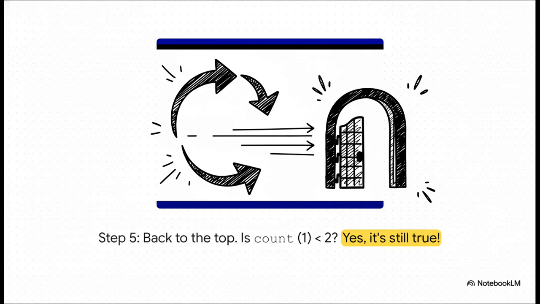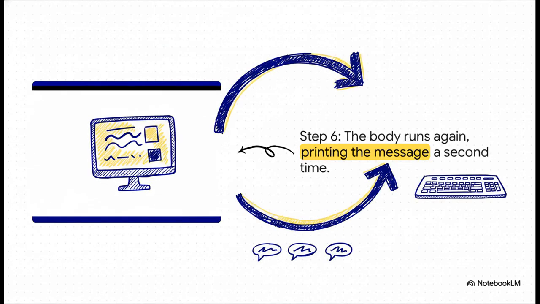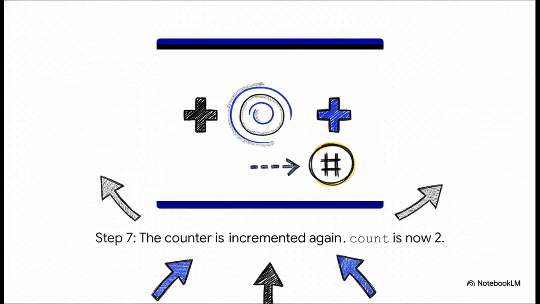The condition is still true, so the gate opens up for another round. And since the condition was true, we go through the body of the loop again. The program prints "welcome to C++" for a second time. Then what? We hit that super important line again, count++. The value of count gets bumped up by 1, so now it's equal to 2. We're getting really close to that finish line.